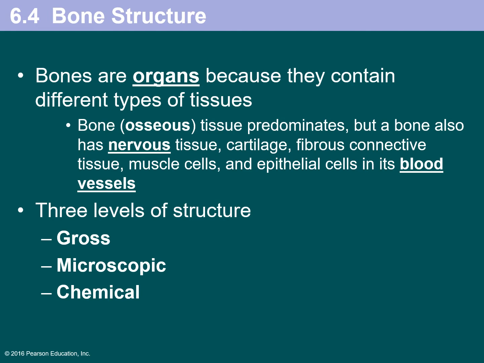Well, it does have nervous tissue. It has blood vessels in it, which has the blood flowing through it. So because it has more than one type of tissue, it is classified as an organ. It may have more than just the bone tissue. It may have fibrous connective tissue. It may have muscle cells with it. It may have cartilage on it. We're going to look at the 3 different levels of structure: the gross anatomy, microscopic, and then the chemical.